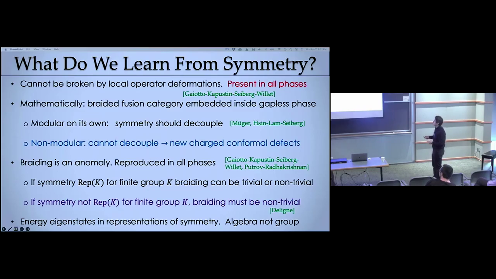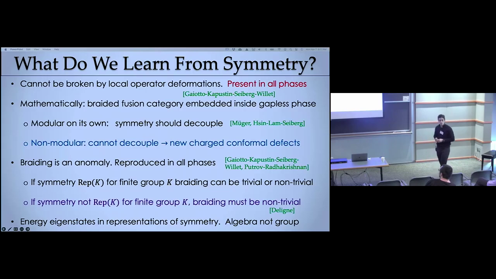More interesting is when the symmetry is not modular. So it does not form a consistent topological phase on its own. In this case, it provably cannot decouple. And then, in that situation, you expect new charged conformal defects. So you're learning about the existence of new objects at the transition point. So that's one thing you learn.